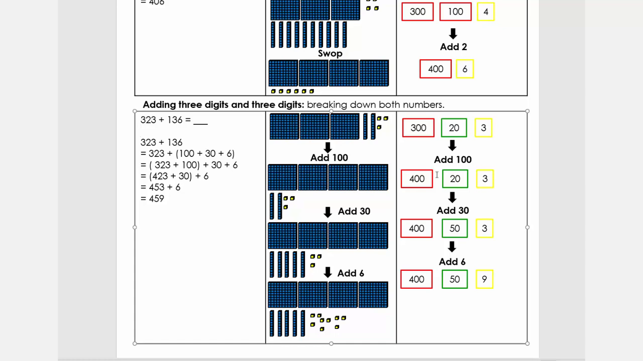Then we're going to add the tens. So if we add the tens to there, and we show it here with our blocks, what's going to happen? It's going to become 50. So now the last step that we need to do is add the 6 to it. So if we add a 6 to the units, to the 3, we get 9 and we get an answer of 459. Remember, again, if I show you arrows, this is the way we think.